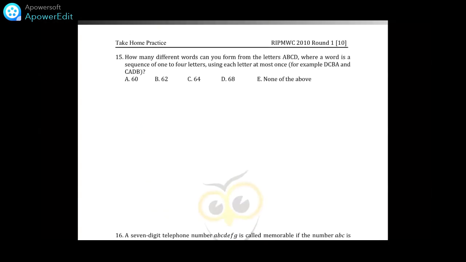Then let's move on to question 15. How many different words can you form using the letters A, B, C, D? Now, not all 4 letters need to be used. So if we just use one letter, this is 4 ways. It can be any of the 4 letters.